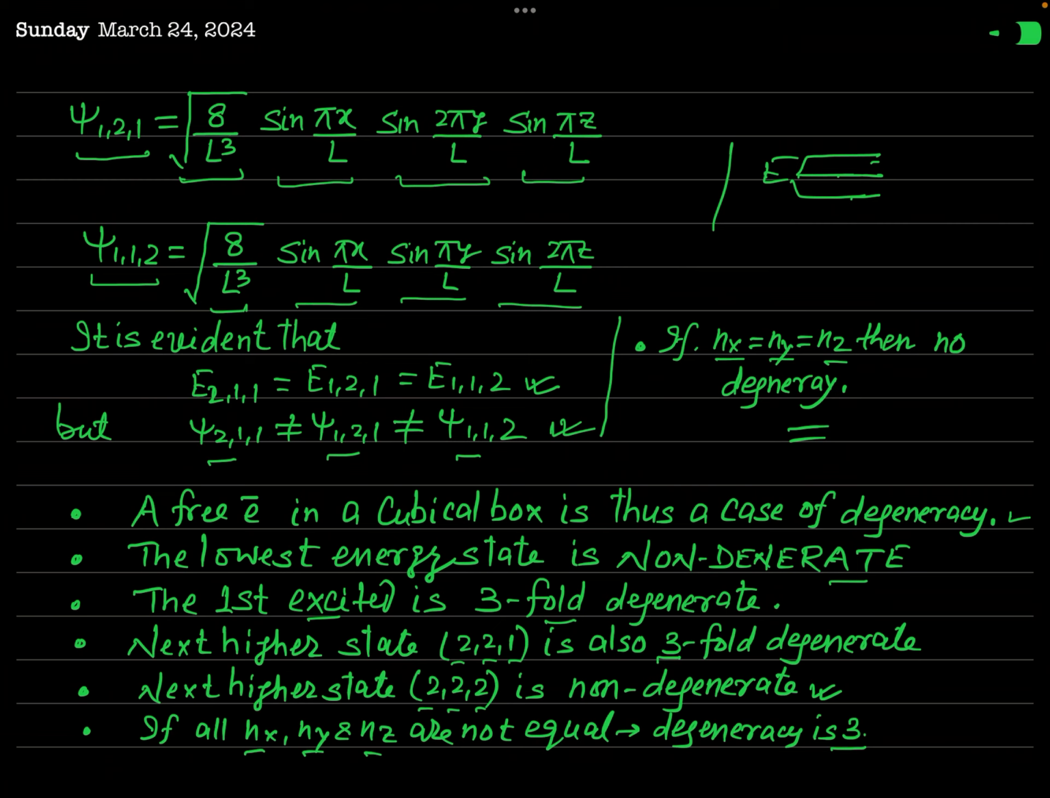So I think you have clearly understood the basic concept or basic physics of this free electron inside a three-dimensional box, particularly regarding the energy eigenvalue and its calculation, the eigenfunction and its calculation, and how we can discuss the degeneracy in this case.